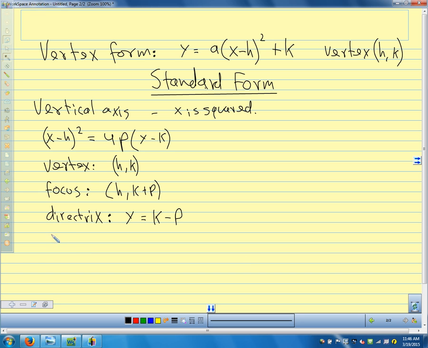Our axis here goes right through the focus and the vertex. Our axis is x equals h, the line x equals h. If p is positive, so p greater than 0, our parabola opens up. And if p is negative, our parabola opens down.